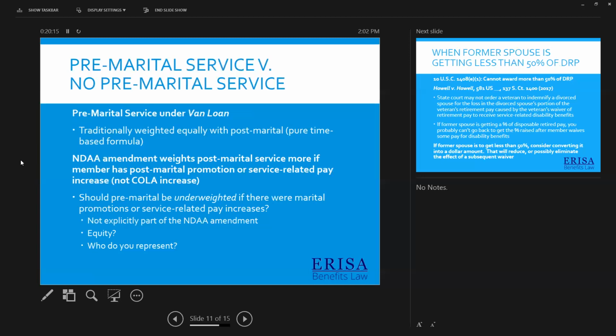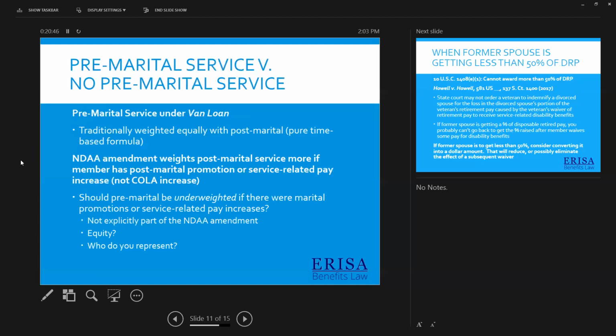And I think that raises the argument to make to a court and to your opposing counsel if you represent the former spouse, and if there is premarital service: hey, if we're going to do that, shouldn't we also underweight the premarital service on the same principle, that that's not marital and it shouldn't enjoy the benefit of the marital service if the marital service isn't enjoying the benefit of the postmarital increases. It's an equity-based argument.